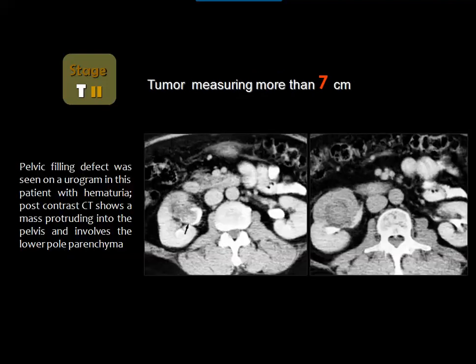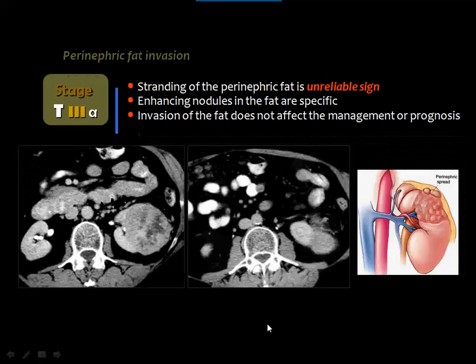Then stage 2 is the tumor which is more than 7 centimeters in diameter, and in this condition you cannot do a nephron sparing or partial nephrectomy, because the remaining renal tissue is of no significance for the patient. And here you see a mass in the anterior aspect of the right kidney, and the mass is above 7 centimeters in diameter, and this arrow points to that the tumor is extending inside the renal pelvis as well.